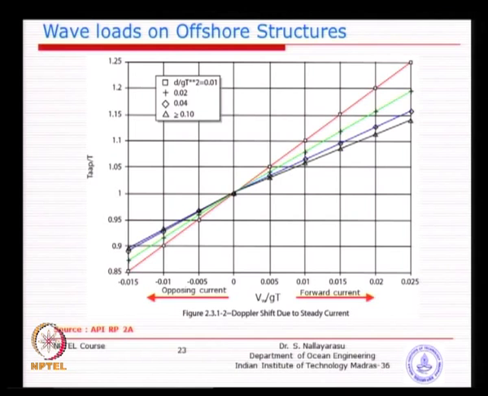So, that means if the wave period is 10 seconds and the current is flowing in the forward direction, depending on the speed, the larger the speed, the number could go up to 20% larger or even 25% larger. So, 10 seconds will become 12.5, basically 25% larger. So, the wave period becomes longer, or if it is an opposing current, then you will have the opposite.